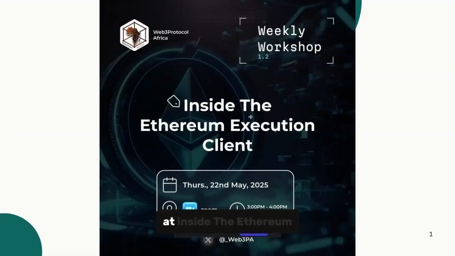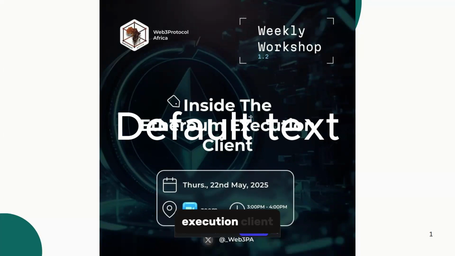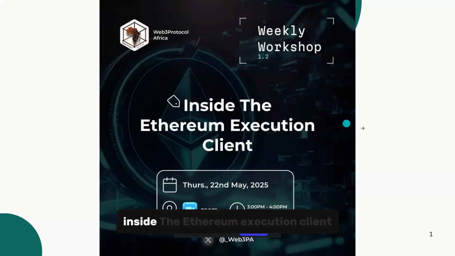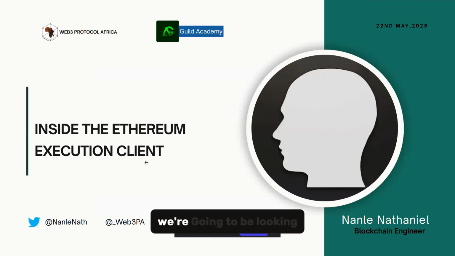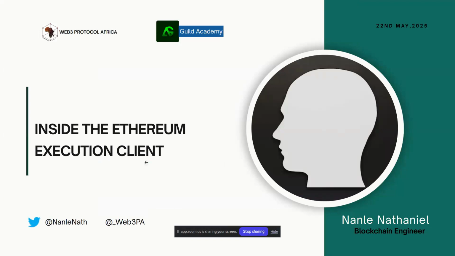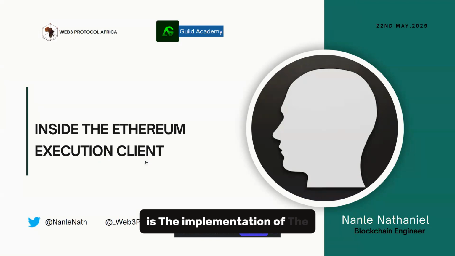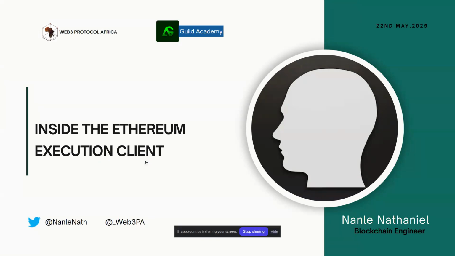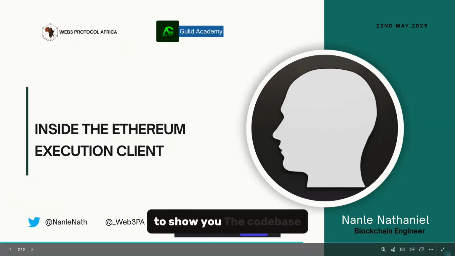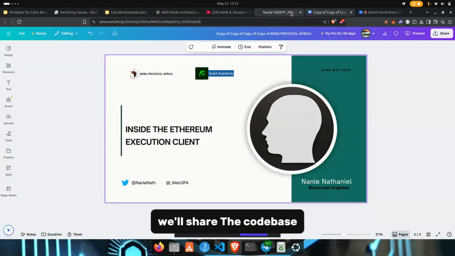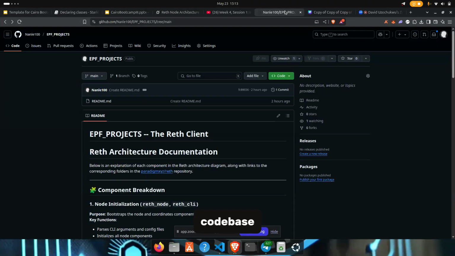I'm going to be looking inside the Ethereum execution client, and we're going to be looking at the Reth client. Reth is the implementation of the execution client with Rust. We're going to be seeing these things and we'll explore. Basically that's what we'll do. I'll be running down to show you the code base. We'll do more of code base insight in this workshop.